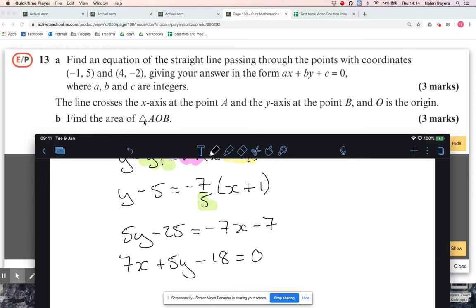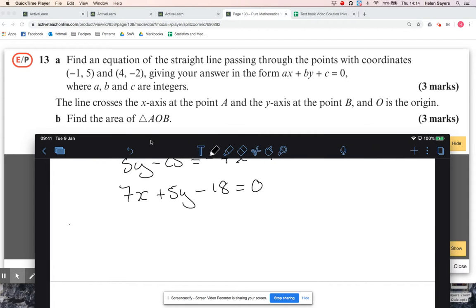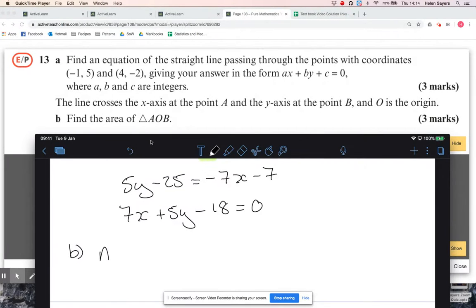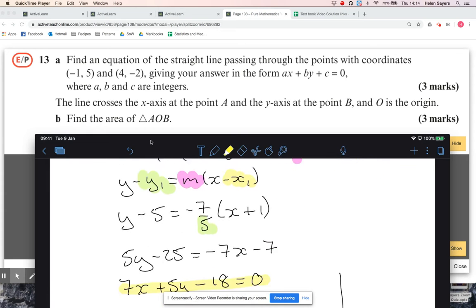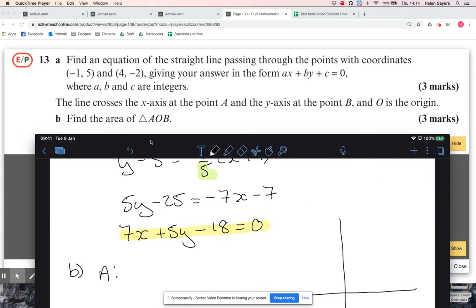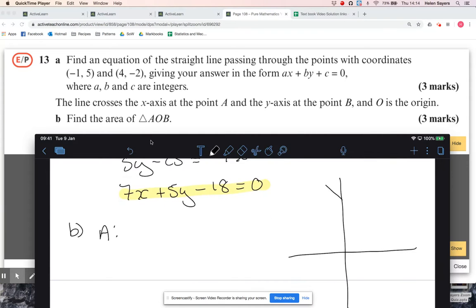Okay, so we've seen this come up a couple of times already. They want the area of a triangle. I definitely want a sketch, I think, for this type of question. The line crosses the x-axis at A. Let's just do a rough sketch of this line. I know the gradient is minus 7/5, so it's got a negative gradient, and it would have a positive y-intercept. So not drawn to scale, but let's say it looks something like that.